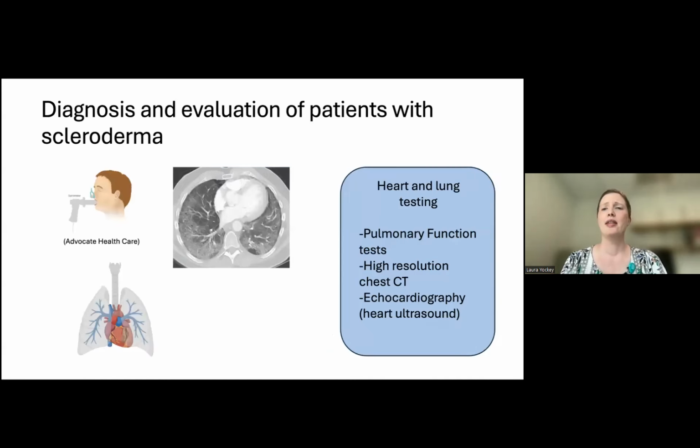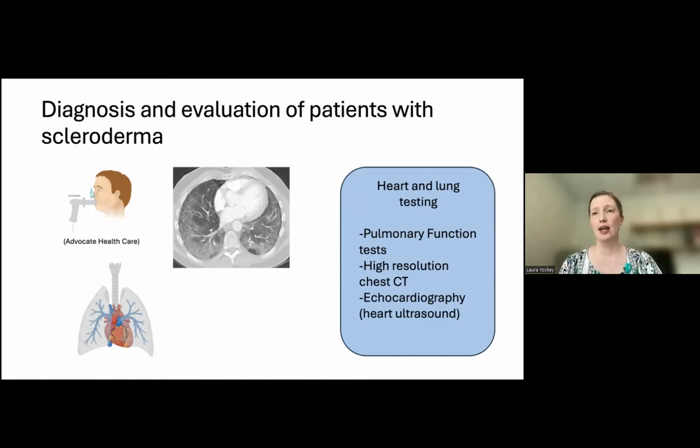And then heart and lung testing is also a very important part of our evaluation for scleroderma, because patients are at high risk for having lung inflammation and for the blood vessels in the lungs being affected. So any patient that has a new diagnosis of scleroderma is important to screen for these. So one is doing pulmonary function testing, which looks at the respiratory mechanics. This is usually done at a specific site, and we'll have patients blow into a spirometer to do this.